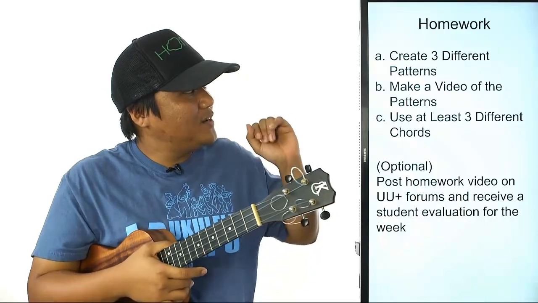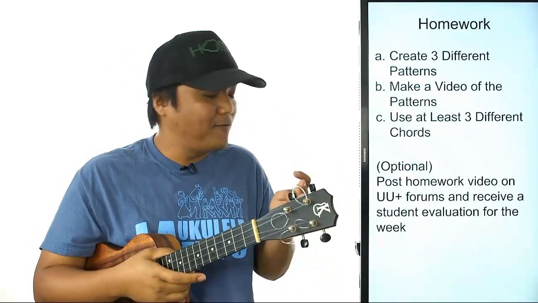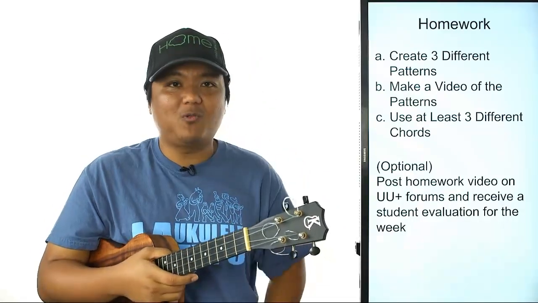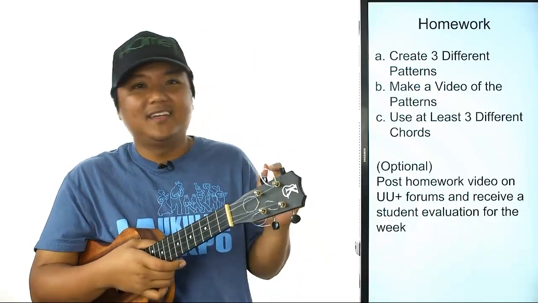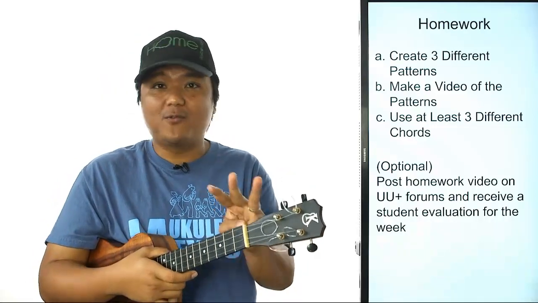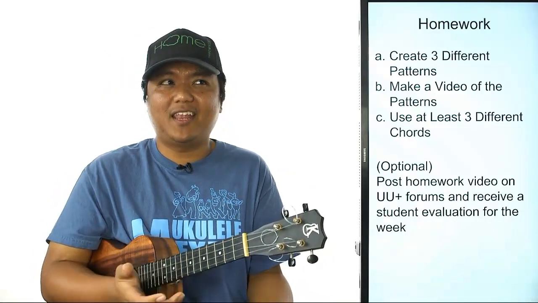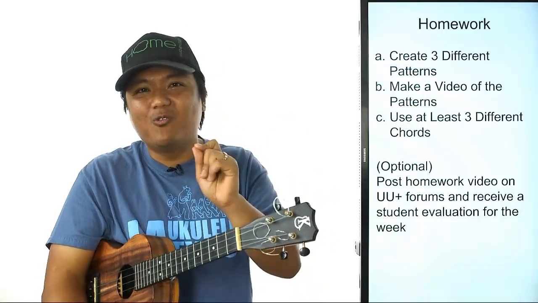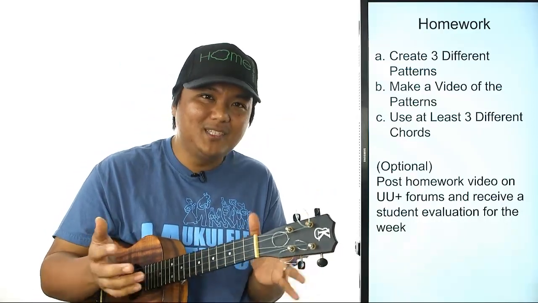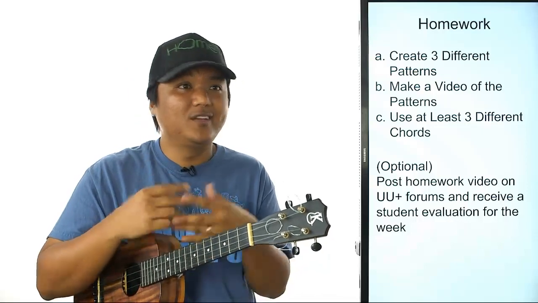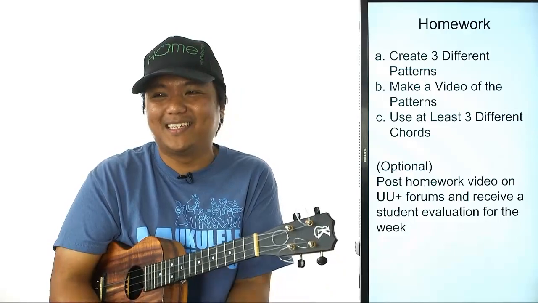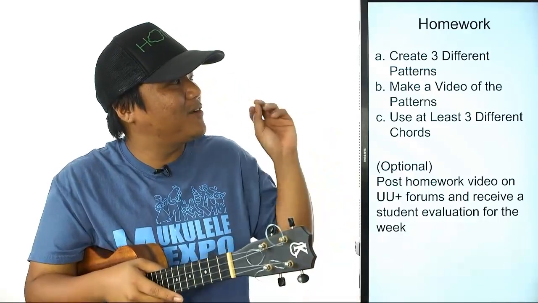So as far as homework goes, I've already said, focus on that. I want you guys to create 3 different strumming patterns. Take out some stuff, and you can have a lot of different strumming patterns. Even if you just take out 1, you have 8 different possibilities. If you took out 2, you have a lot. There's a lot of different combos and possibilities that you guys can come up with. So I want you guys to come up with 3 of them.